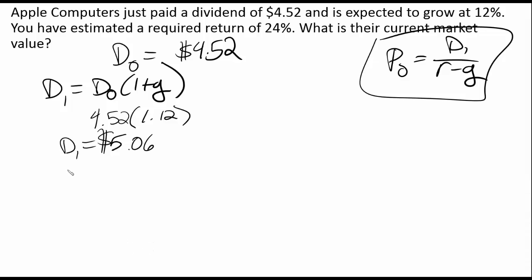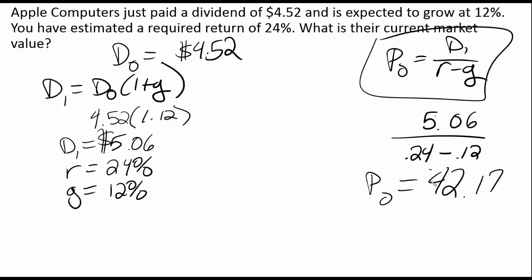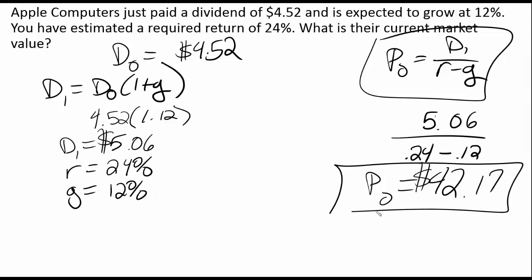We can plug all this stuff in. We know that R is 24%, and we know that G is 12%. Okay, so we can put in our dividend, 5.06, divided by our required return, which is 0.24 minus 0.12. So we have 5.06 divided by 0.12, and that tells us that our current price of Apple, according to these parameters, is $42.17.